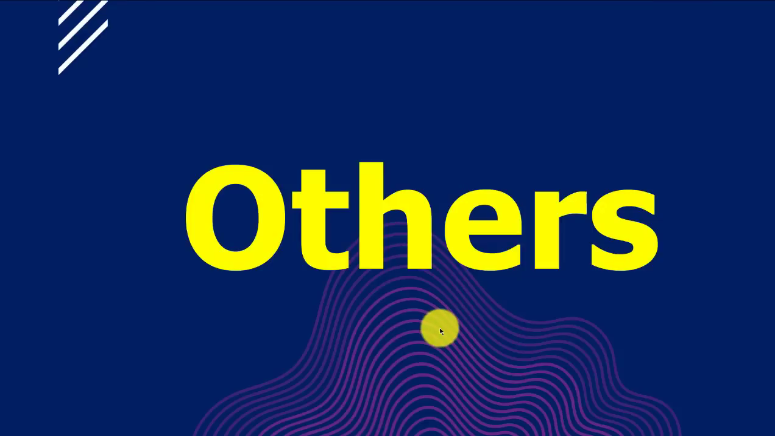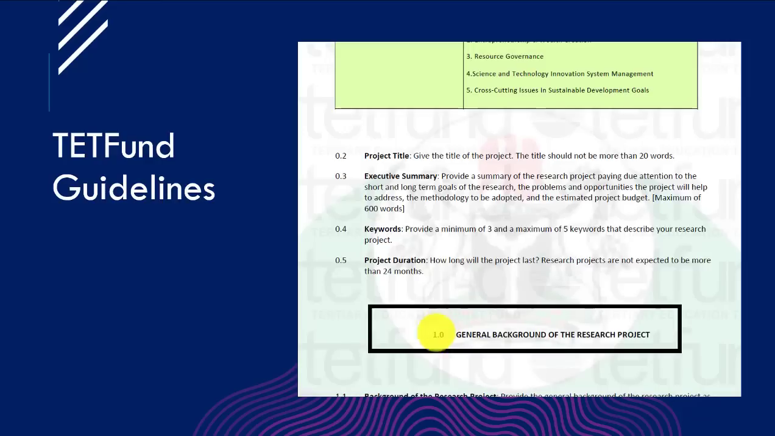What I've tried to do, you see, if I take this thing one by one, this lesson is going to last 200 hours. Exaggeration be that. It's going to be too long. So what I've done is to send to you, alongside this video, the TETFund guidelines. You already have this, I'm still going to send to you. The guidelines for TETFund are clear. Our project title: give the title of the project. The title should not be more than 20 words. Executive summary: provide a summary of the research project, paying due attention to that. Keywords: provide this. Project duration. And it goes on like that.